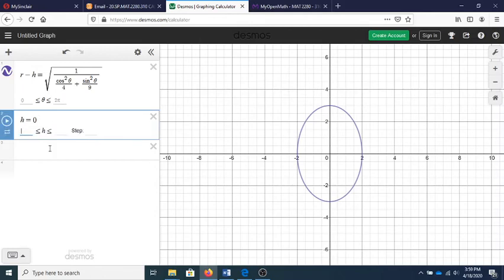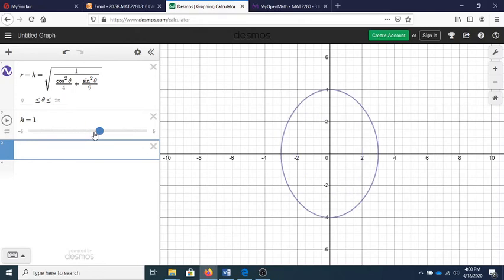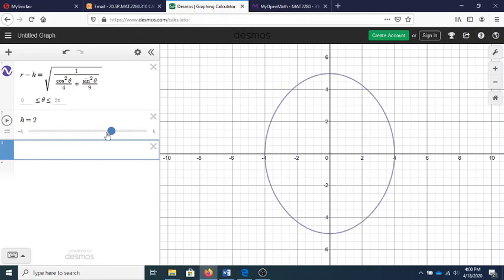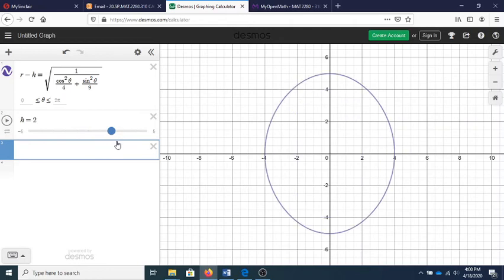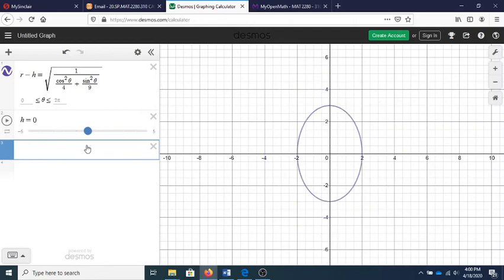Let's go negative 5 to 5 in steps of 1. Yeah, I like that better. But if I make h bigger, look what that does. It dilates the curve. It keeps the proportions the same, or pretty close to the same. Actually, they don't stay exactly the same, but it's stretching it both horizontally and vertically.